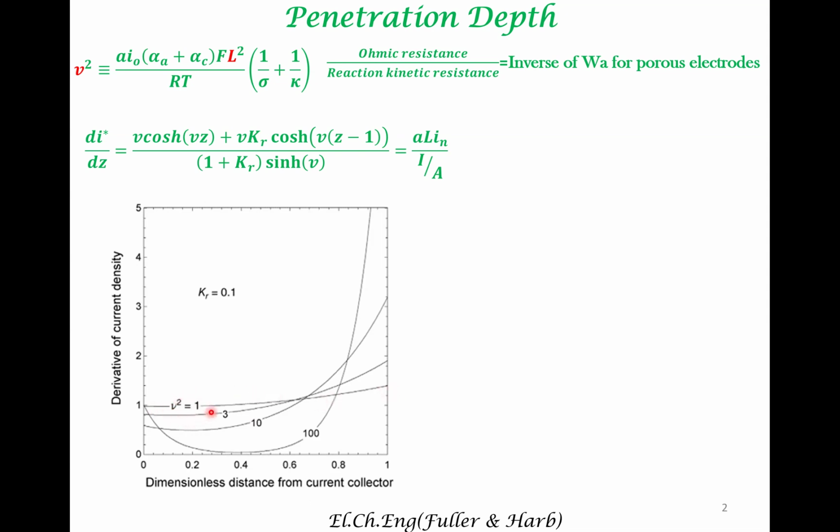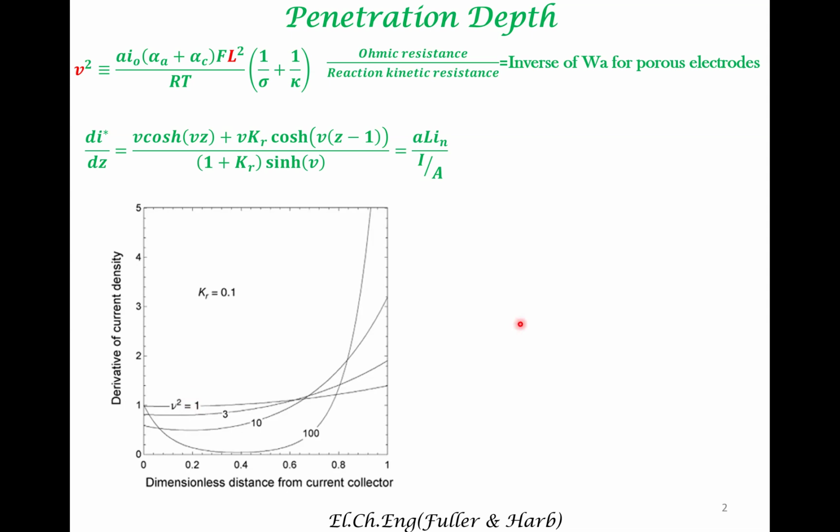squared is large. What does large indicate here? What is the reason for it being large? That is, the ohmic resistance is much larger than the reaction kinetic resistance. That is this case. So in that case, there is significant non-homogeneity in the reaction rate.